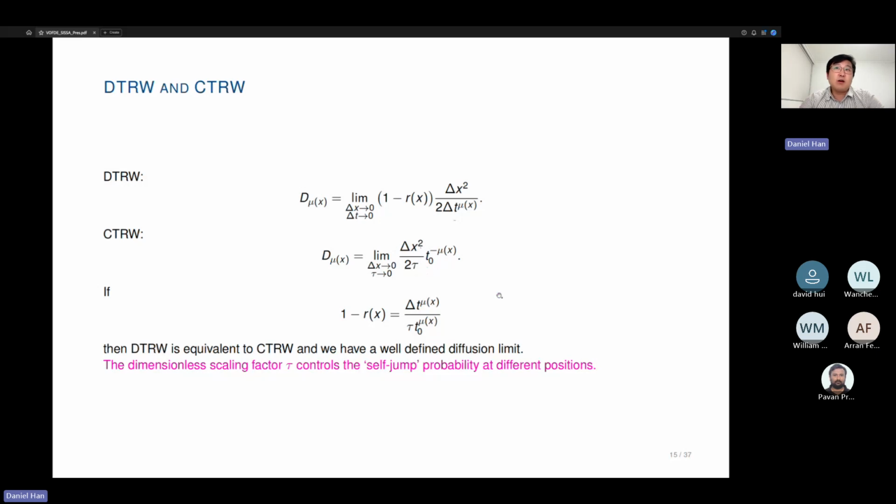tau being a dimensionless scale factor. If we now equate 1 minus Rx with delta t to the power of mu x divided by tau times t naught to the power of mu x, then we can make the discrete time random walk equivalent to the continuous time random walk, and we have a very well-defined diffusion limit. What we can now see is that this dimensionless scaling factor was actually a control for the amount of self-jump probability at different positions. So it's actually the amount of loops that you make coming back.